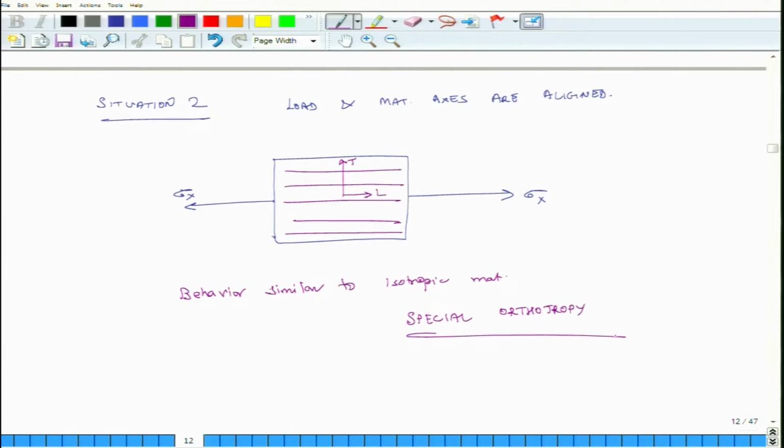So, in this case, if you apply an extensional stress, it will only generate extensional strains, it will not generate shear strains. And if you apply a pure shear stress such that the shear stress directions are aligned with material axis, then it will generate only shear strains, it will not generate extensional strains.